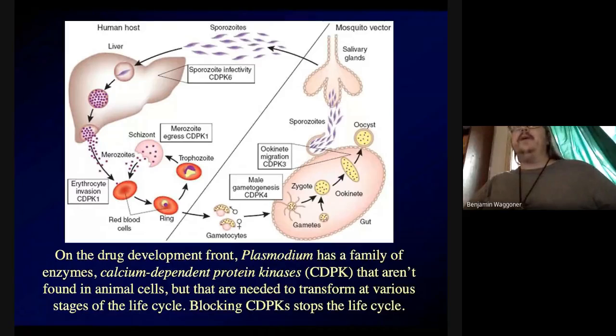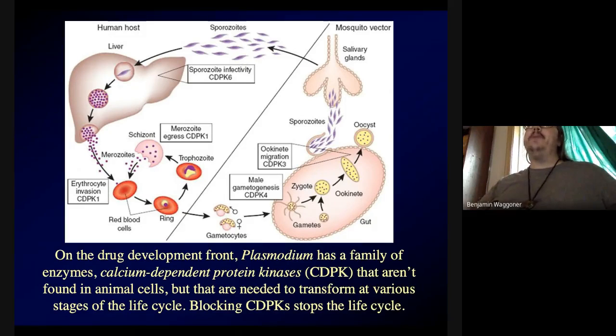It's also necessary for the schizont, the merozoites, to penetrate red blood cells in the first place. There's another one that is necessary for the male gametes to form, that's CDPK4. CDPK3 is important for the migration of ookinetes, and so on. So these enzymes are necessary for the malaria parasite to transition between stages of the life cycle. They're not found in animal cells.